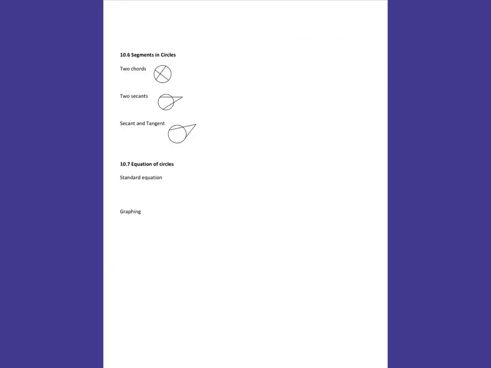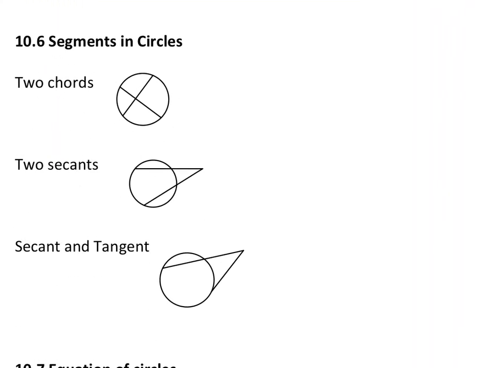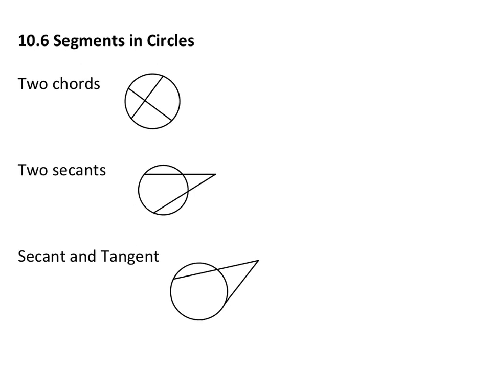Okay, then came 10.6, which is all the segments. So we had 3 different scenarios: 2 chords, 2 secants, and a secant and a tangent. The 2 chords, we would multiply. So if this is x, y, a, b, we would say x times y equals a times b.